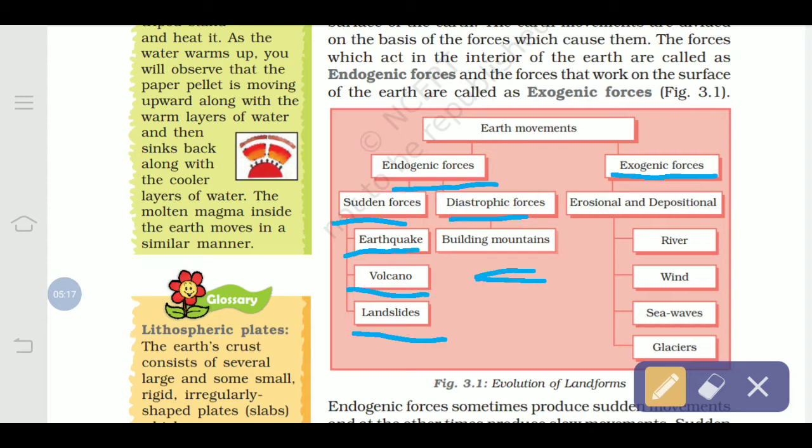So endogenic forces are further divided into two, that is sudden forces and diastrophic forces. Sudden forces are further divided into three, that is earthquake, volcano and landslide. And diastrophic forces is further divided into one, that is building mountain. Now the second movement is known as exogenic forces. Exogenic forces are caused by two, that is erosional and depositional. It is further divided into four, that is river, wind, sea waves and glacier. You can see over here.